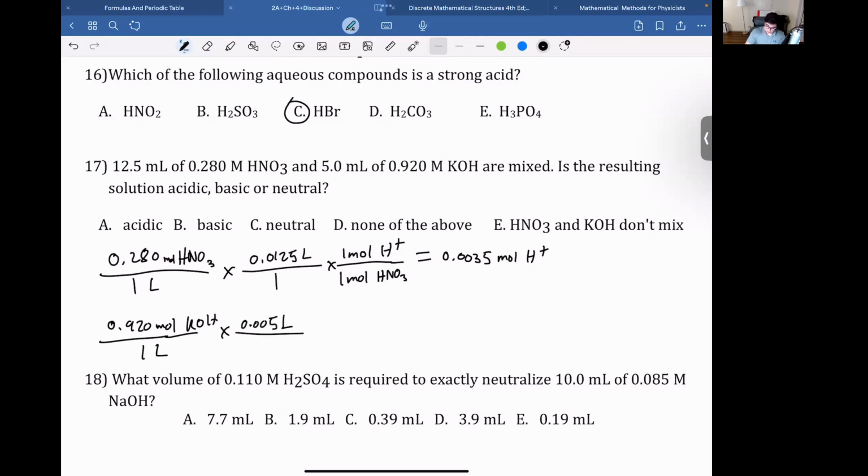Zero was 0.005 liters. Mole. So then we're looking at moles of hydroxide. For every 1 mole of KOH, you produce 1 mole of hydroxide when it dissolves. There's only one hydroxide in there. And then you get 0.0046.